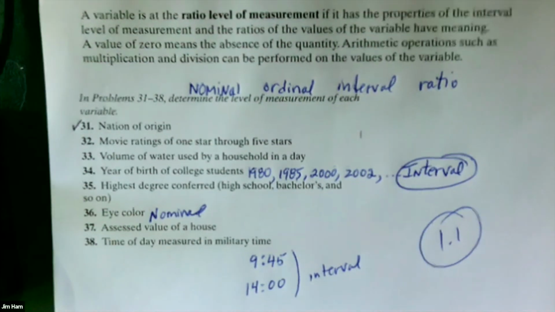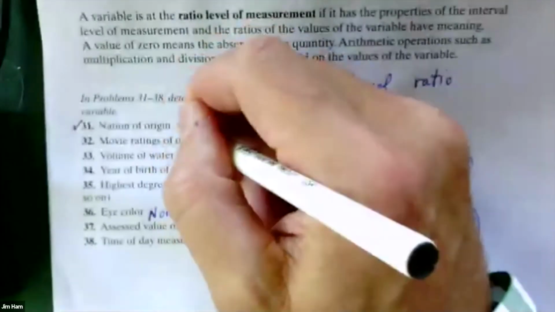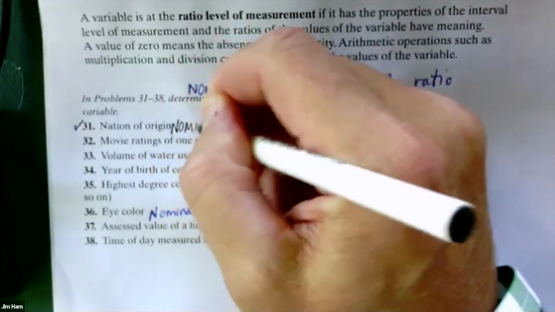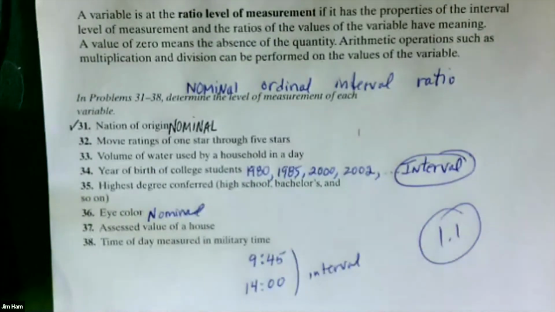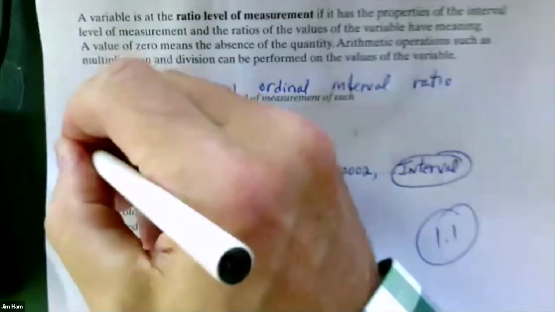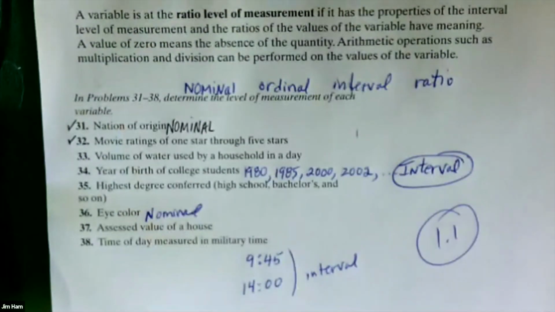Yeah, this is kind of the standard qualitative. You're all correct. This is nominal, because all of the possible data values are names of countries. What about number 32? Movie ratings of 1 star through 5 stars. We see this a lot on Amazon and a lot of websites where they're ranking things or rating things, and people give a rating from 1 to 5.